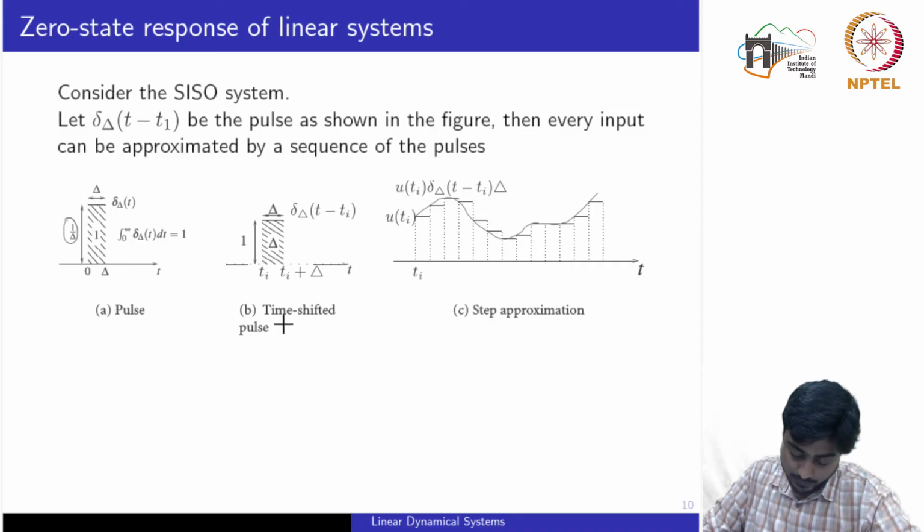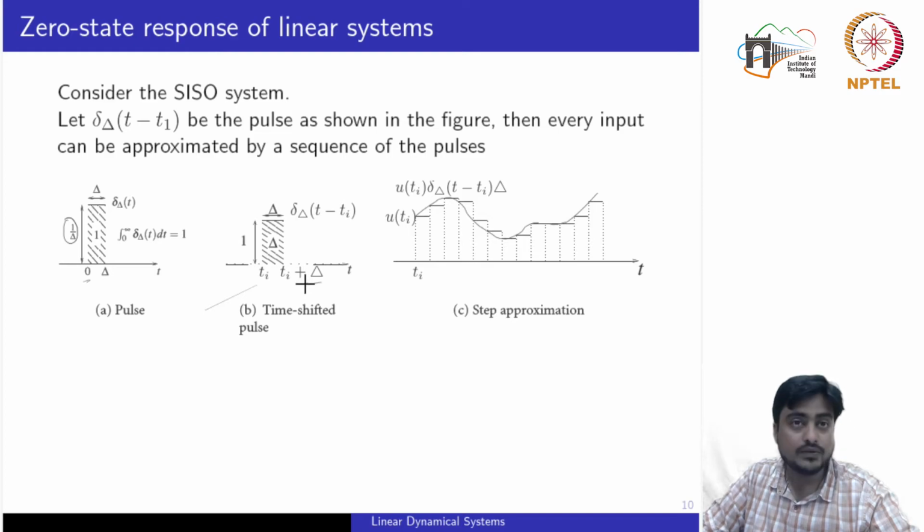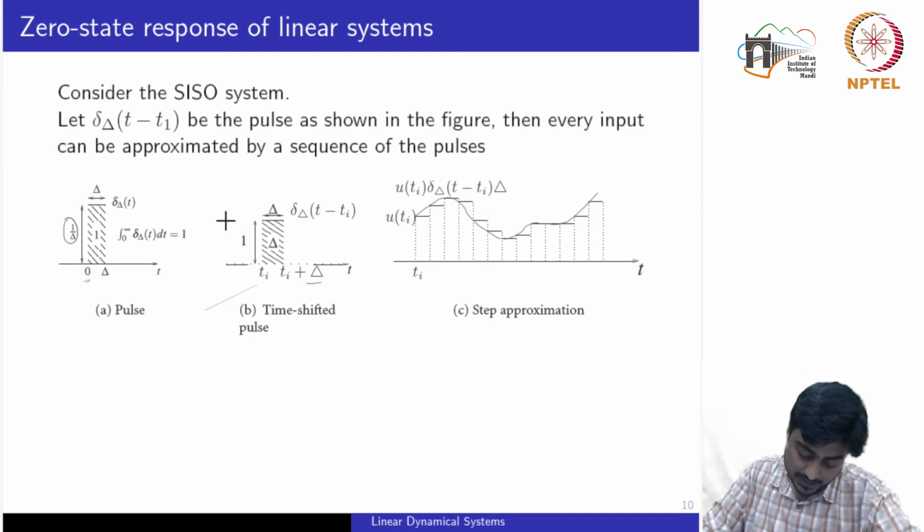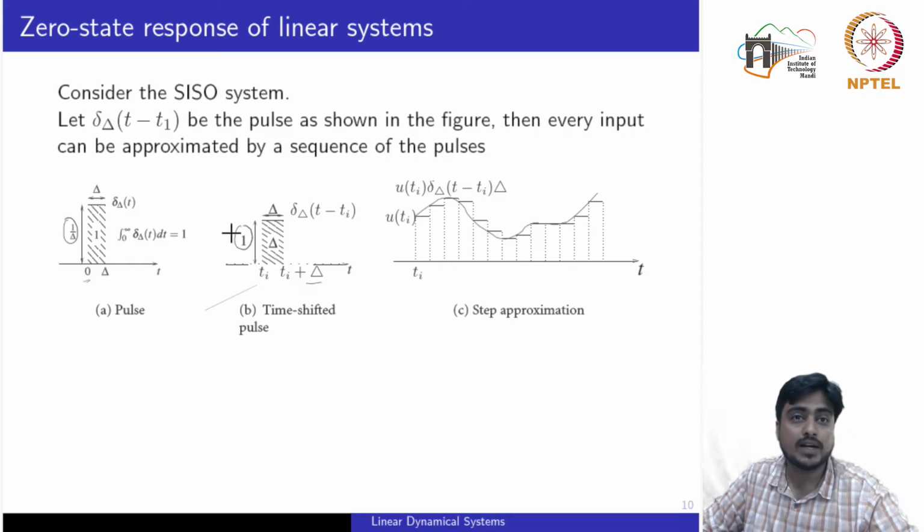In figure B, we considered a time shifted version of this pulse where instead of starting at t equal to 0, we are starting at some t_i, keeping the same width of delta. But here notice that we put the magnitude equal to 1 instead of 1 by delta. So if we take the area inside this curve, it is now delta.